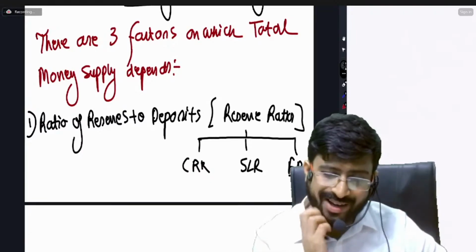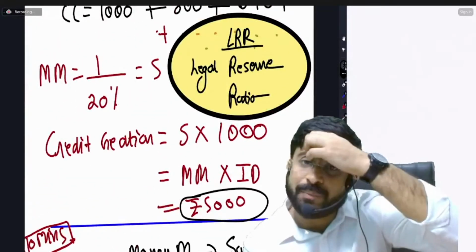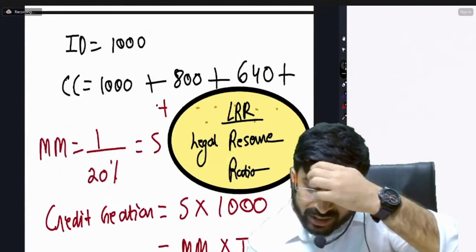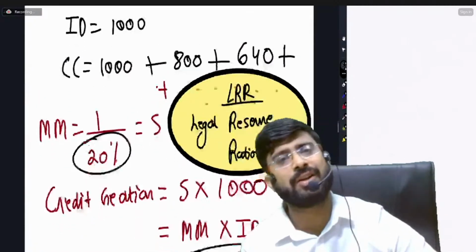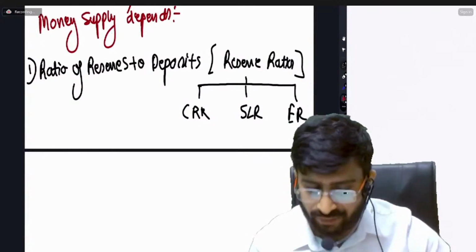So the first factor that determines money supply: you see now, money supply in the above example is 5,000. It depends on it. It has come only after you have put this value. So yes, it's definitely there.